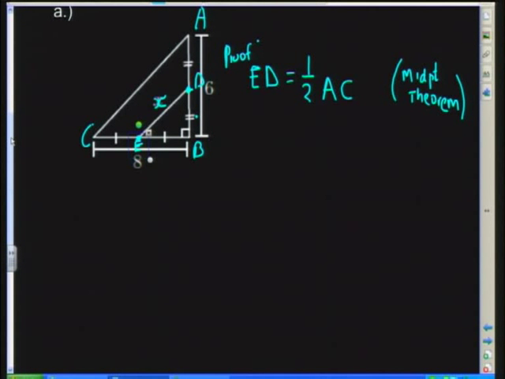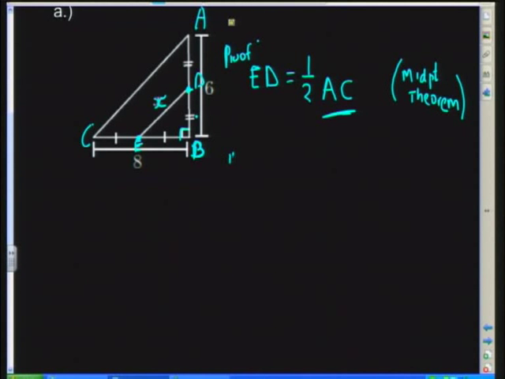So we know that ED is equal to a half of AC. Now, we don't have any other information. We've got side AB and we've got side BC. We don't have side AC. But if you notice, in triangle ABC, we have a 90 degree angle. So that means we're dealing with a right angle triangle.